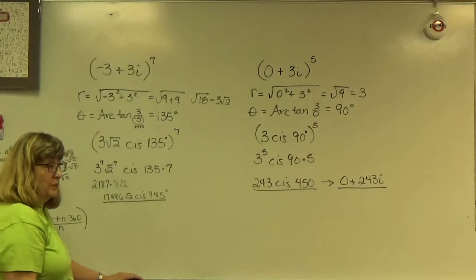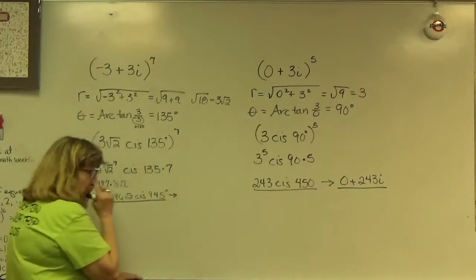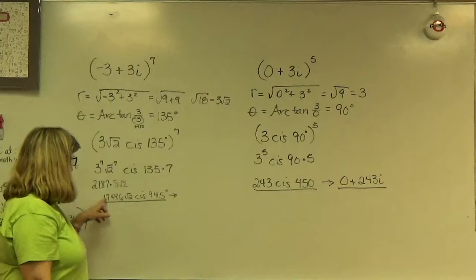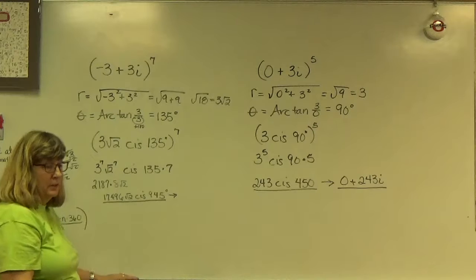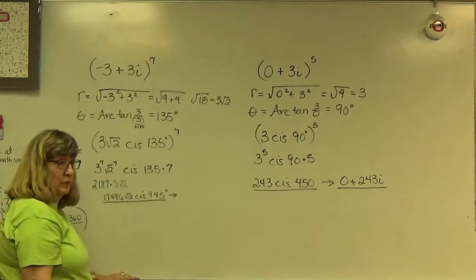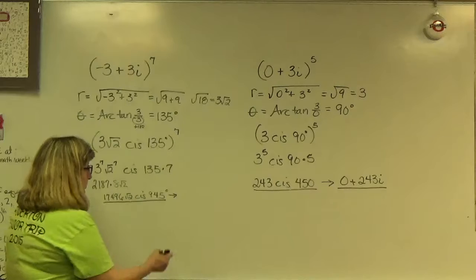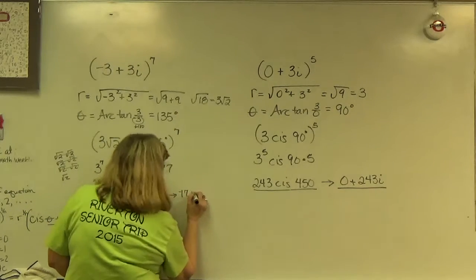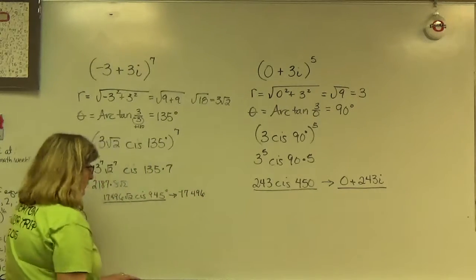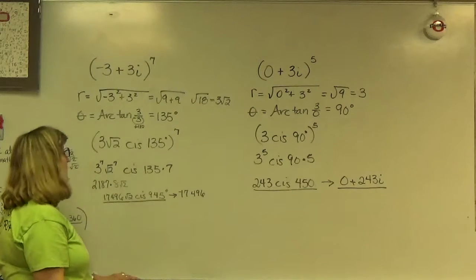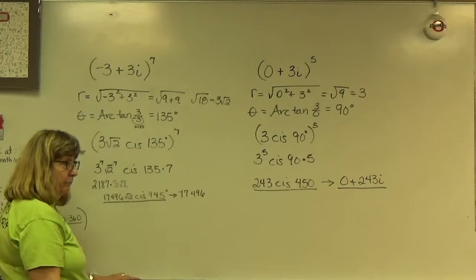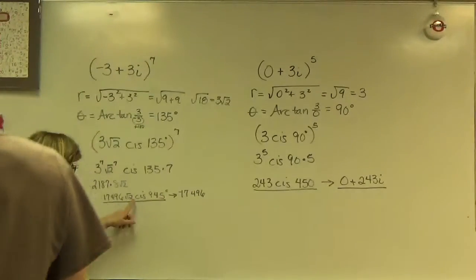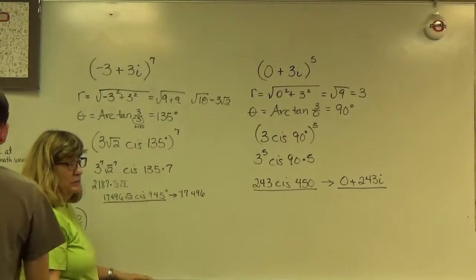Now, we're ready to get the other answer. So, in your calculator, 17,496 square roots of 2 times the cosine of 945, it equals. What did you get? Negative 17,496. The radical, oh yeah, the radicals can cancel. Negative 17,496. That's what I got. Everybody agree? Yeah. Okay, what about the next one? 17,496 square root of 2 times the sine of 945.